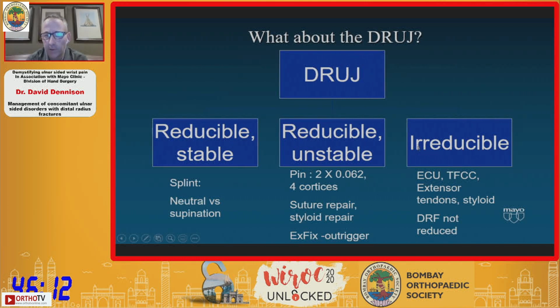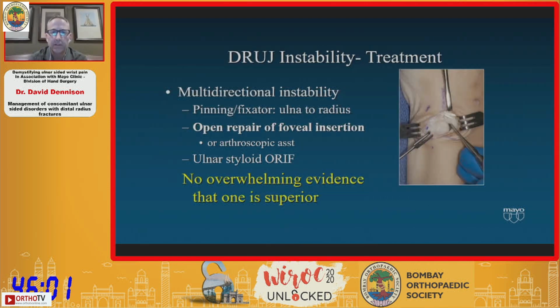And if it's not reduced or irreducible, you need to get the things out of the joint, or again, make sure the radius is reduced. Otherwise, you won't ever get to the right goal. So if there's instability, as Dr. Berger talked about, we can think about either pinning the ulna to the radius or doing the open foveal repair or the styloid ORIF. You can choose to do this how you like or what you're comfortable with.